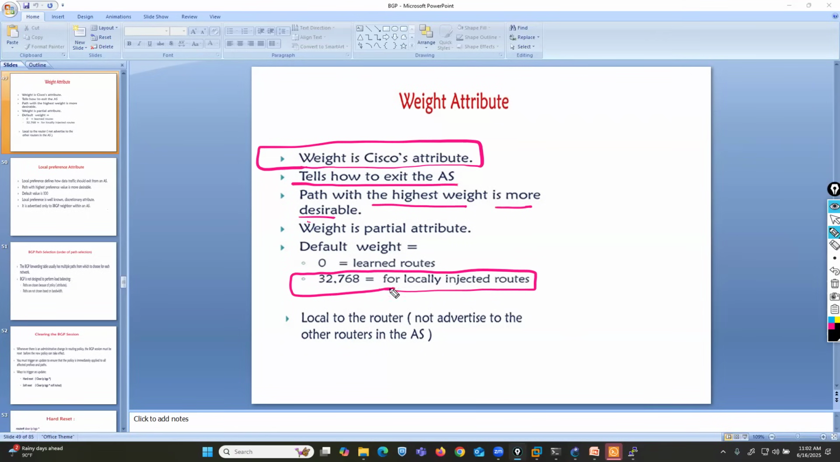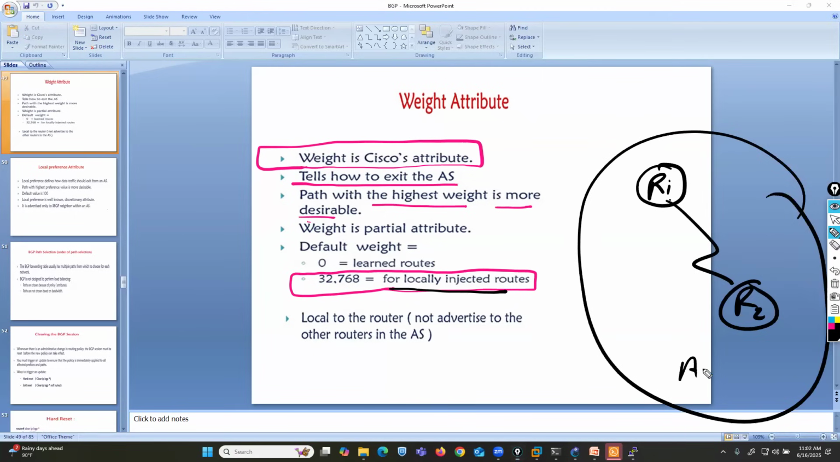Okay, so local injected route. Local injected route means what? If I have R1 router, for example, and I'm receiving some route from R2, and they both are part of AS number 100. So if R1 is receiving route information 2.2.2.2, it will receive this route with weight 32768. Clear my point? IBGP routes you can receive with weight 32768.